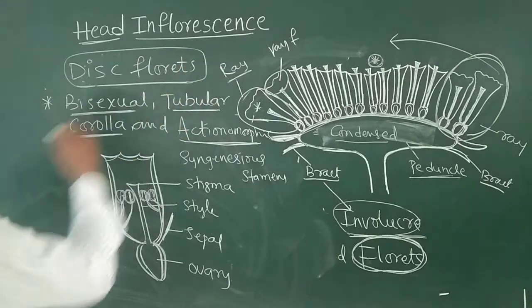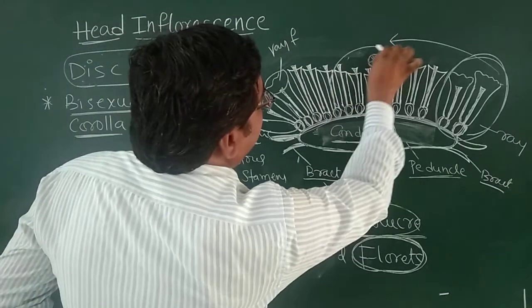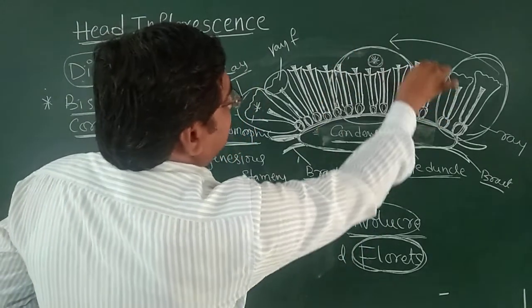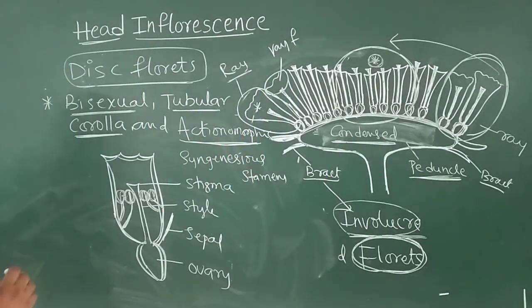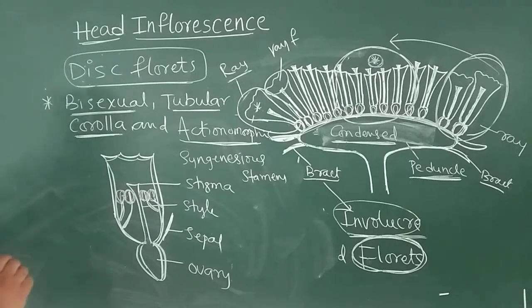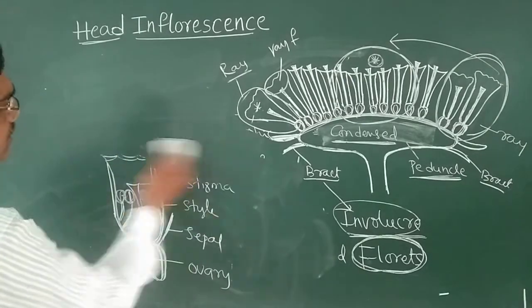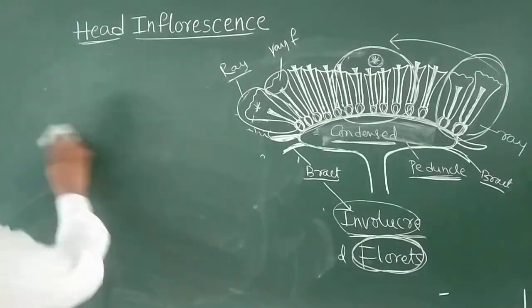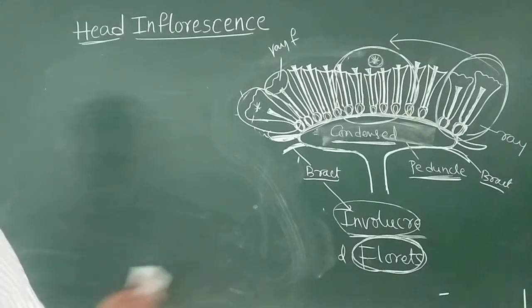So where are the disc florets present on the condensed peduncle? The disc florets are present at the center of the condensed peduncle. So two types of florets are present in the head inflorescence. Right. So next, there are two types of head inflorescence.